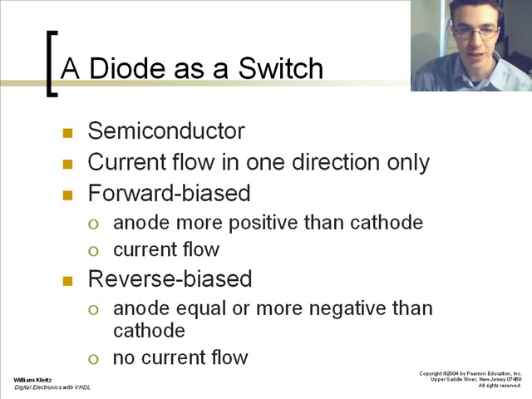Another type of switch is the diode switch. This is a semiconductor type of switch. The current flows in one direction only. There are two types: forward bias and reverse bias. In forward bias, the anode is a more positive terminal than the cathode, and current is allowed to flow through. However, in reverse bias, there's no current flow. The anode is equal or more negative than the cathode in the reverse bias type.